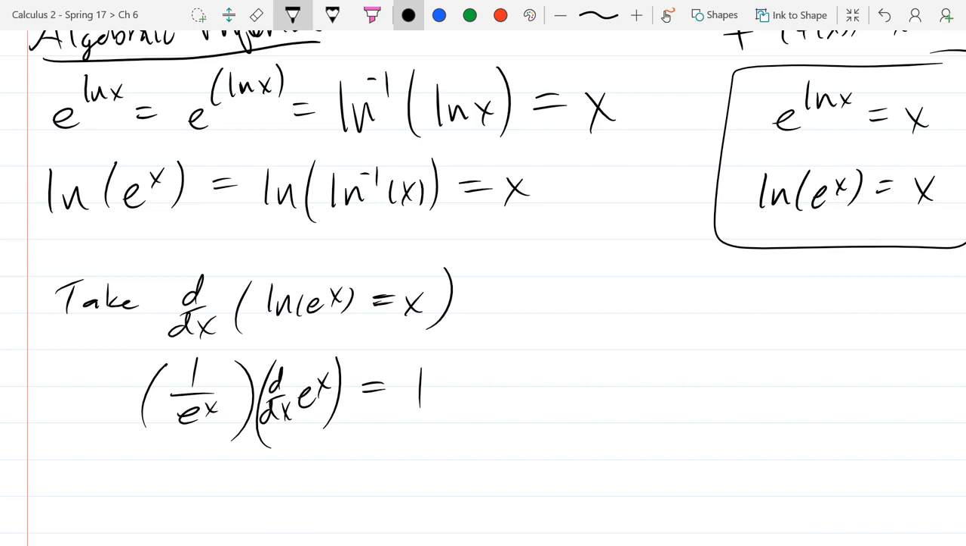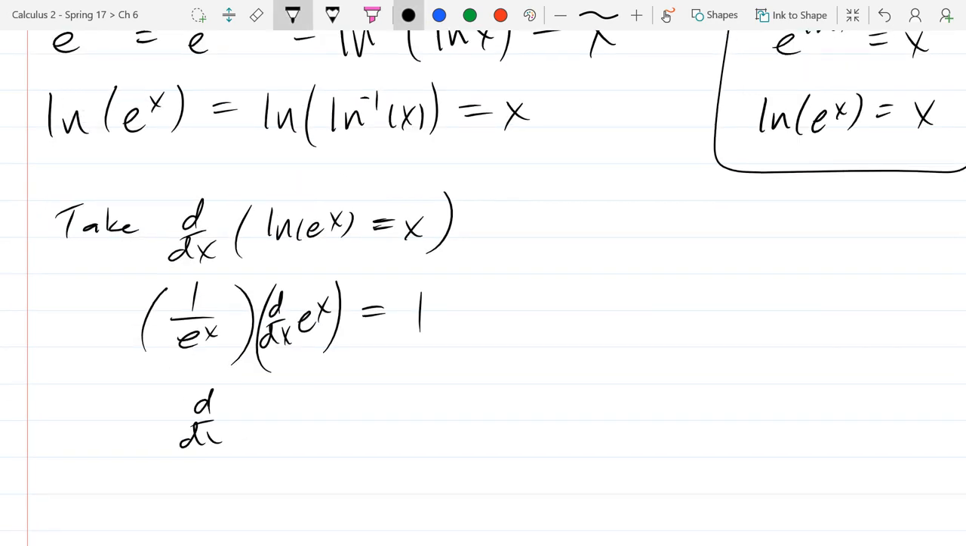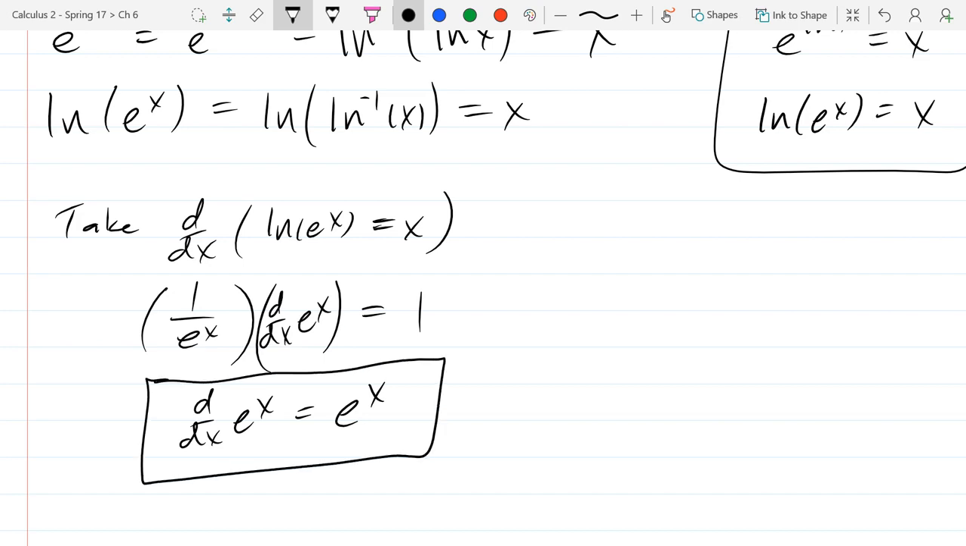So all I'm going to do is solve for the derivative of e to the x, like we did before. So I'm multiplying by e to the x. So 1 times e to the x, e to the x. So we just figured out the derivative of e to the x is equal to e to the x.